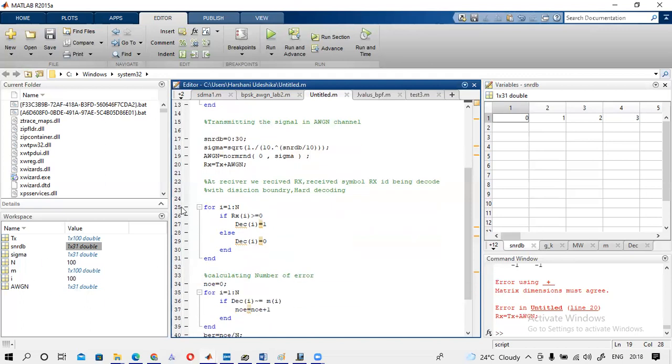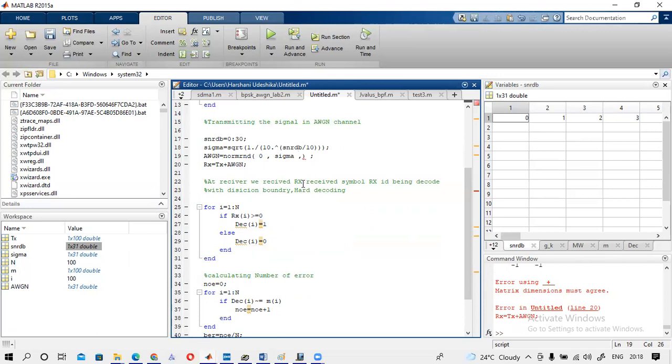So you can see that here we have Rx value, the received value. 100 received values should be there, no? Because we are using 100 bits. So 100 received values should be there, but for AWGN, there are no 100 values. So I have to generate 100 AWGN values here.